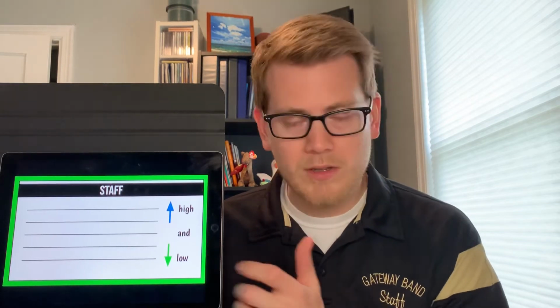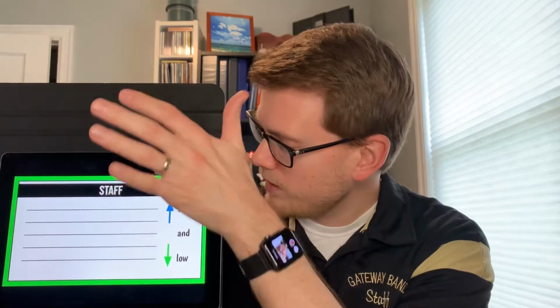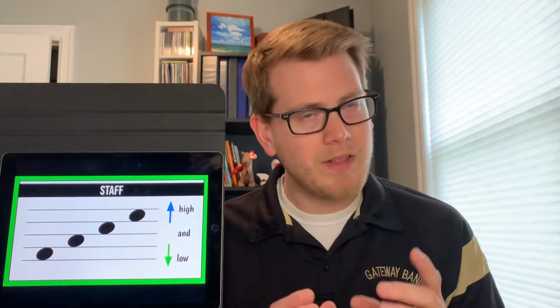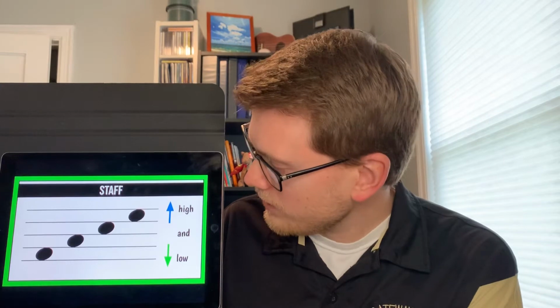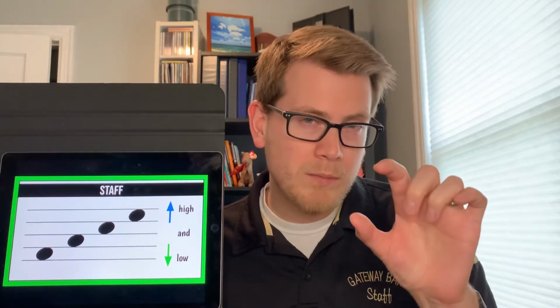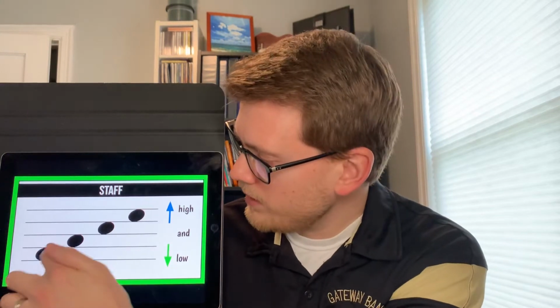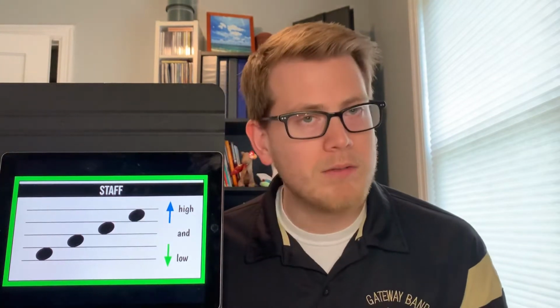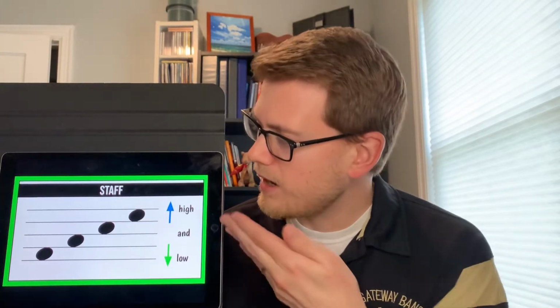The way that we read high and low sounds on the staff is by using music notes. So I'm going to put music notes in the 4 spaces. A music note is kind of like an oval shape, like I'm showing you here. And you can see in this space, it's right between the lines. So we have 1, 2, 3, 4, right there, going from lowest to highest.